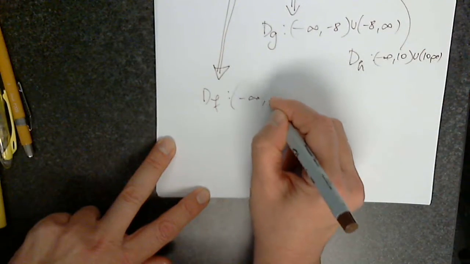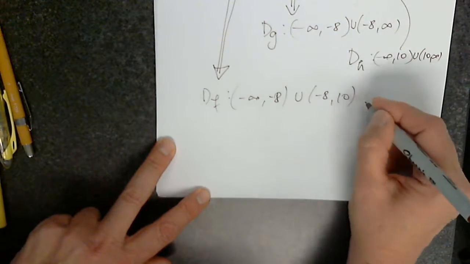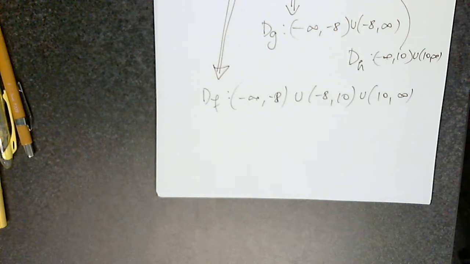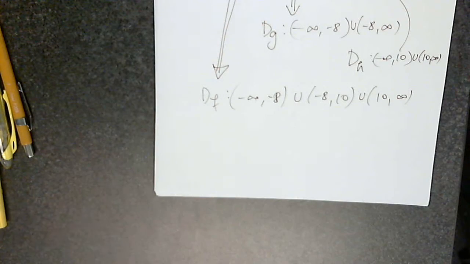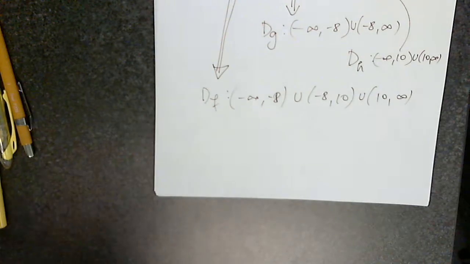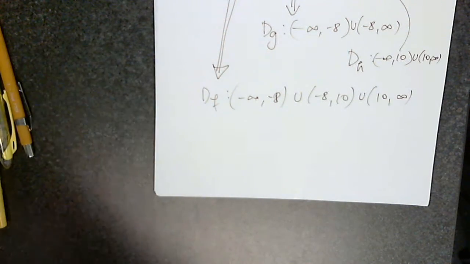So this is negative infinity, negative 8, union negative 8, 10, union 10, infinity. So that's how important the common domain is. I will not be able to add these two functions. For what values? Negative 8 or 10, right, because one or the other doesn't exist. Very good.